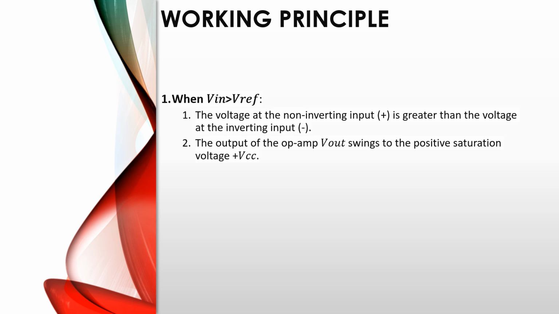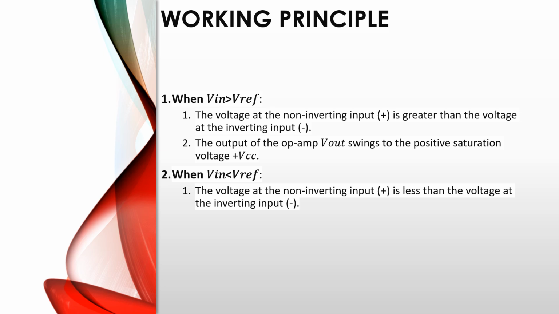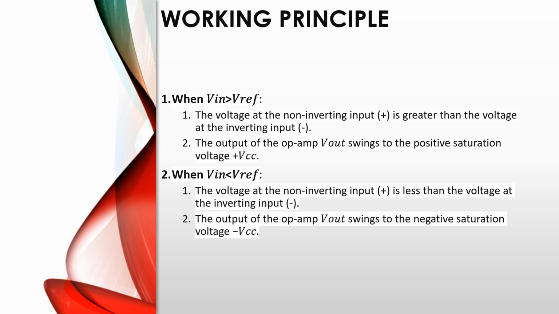Next, what condition will arise when V in is less than V reference? That means when the non-inverting input terminal voltage is less than the reference voltage, that means the inverting input voltage. So what will happen? The voltage at the non-inverting input terminal is less than the voltage at the inverting input terminal. And in this situation, what will be the output? The output swings to the negative saturation voltage, that is minus VCC or minus VEE.